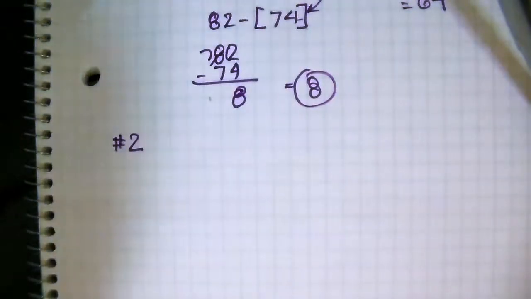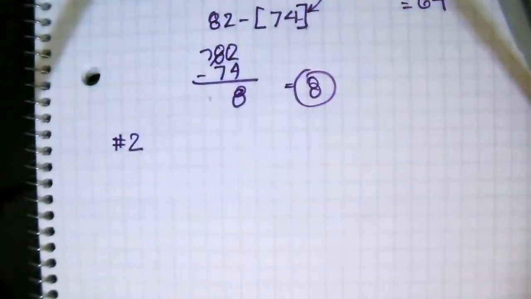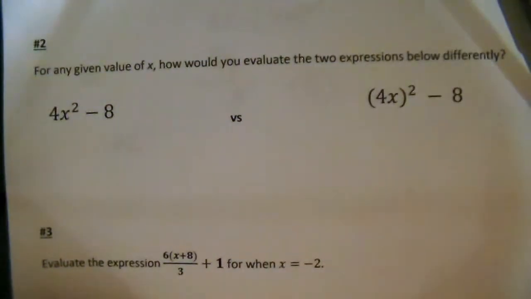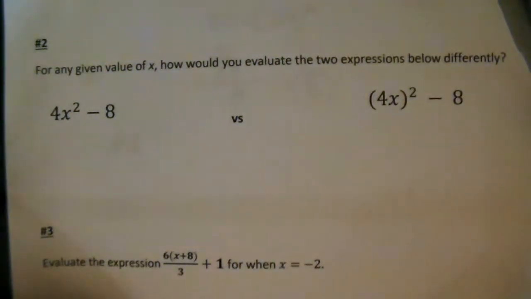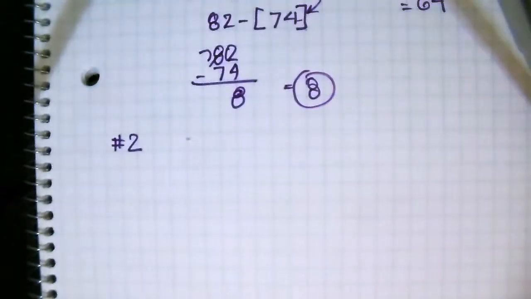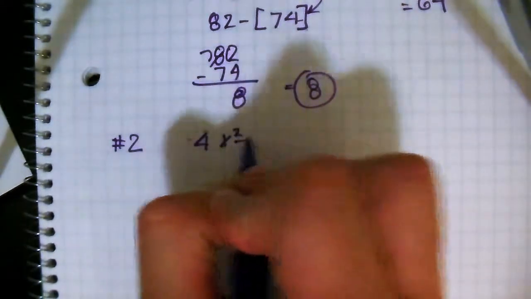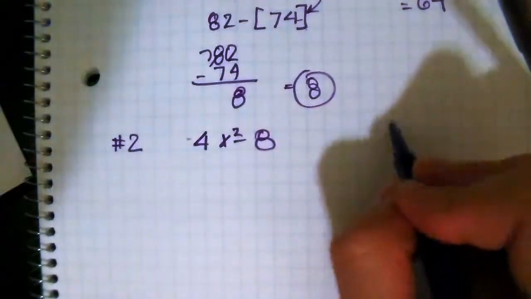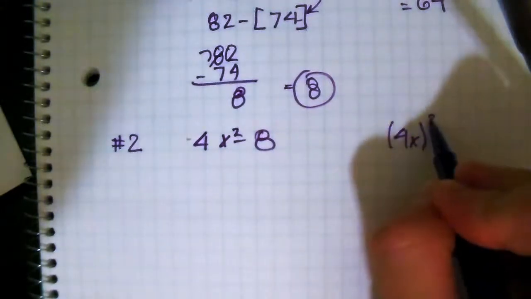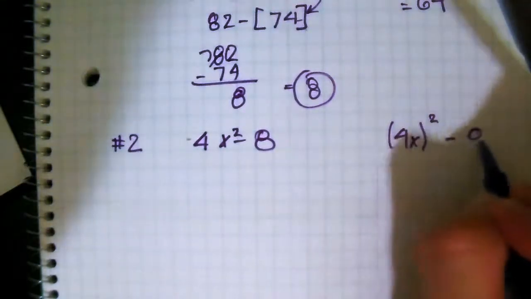Number 2 says, for any given value of x, how would you evaluate the 2 expressions below differently? Alright, so this isn't going to be a numeric thing, we're going to write this out using our own words. I would say the first expression is 4x squared minus 8. The second one is parentheses 4x squared minus 8.